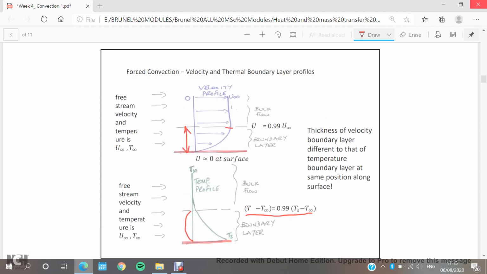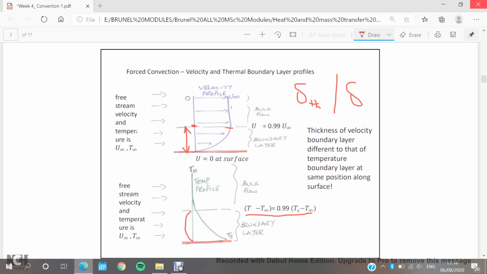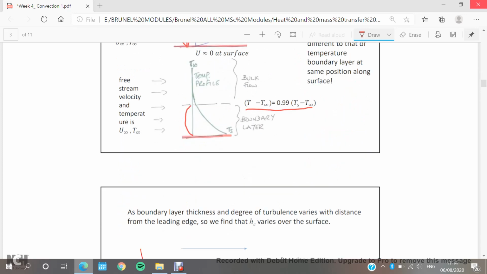Okay, the same scenario here, like when I found the velocity in here, which is 0.99 u infinity, the free stream velocity, we find here the velocity boundary layer thickness. Both boundary layers we call delta, but the thermal one will be the thermal boundary layer. Okay, and the velocity boundary layer is called just delta. So we have two boundary layer thicknesses. Be aware that the thermal boundary layer thickness is not necessarily equal to the velocity boundary layer thickness.